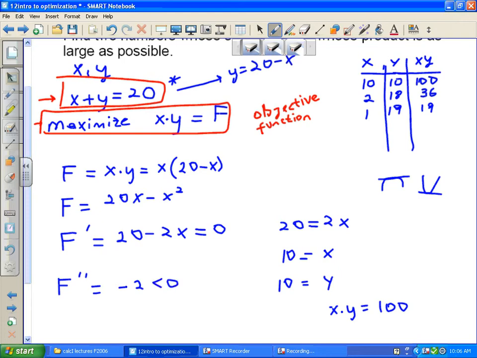So what does that tell you about concavity? That it's going to be concave down, and that the point we found is indeed a maximum. And since it's concave down everywhere, there's only one local max. It's also the absolute max. So we can't do any better than that. 10 and 10 are the best two numbers to select that will maximize the product as 100.